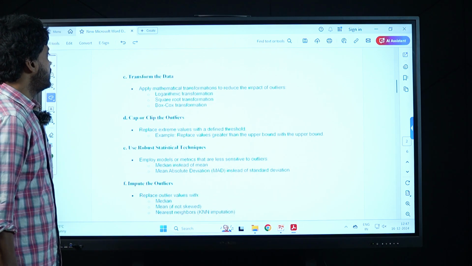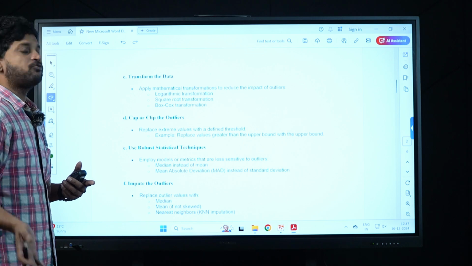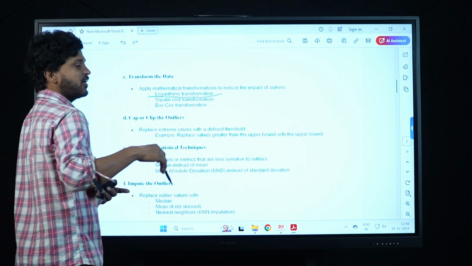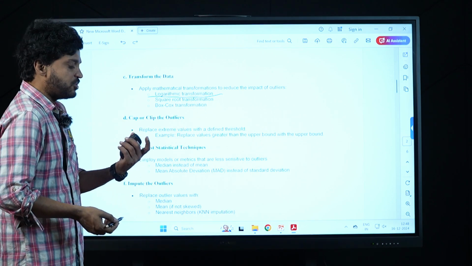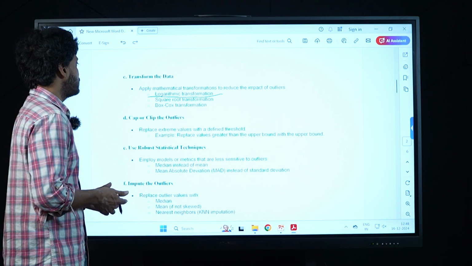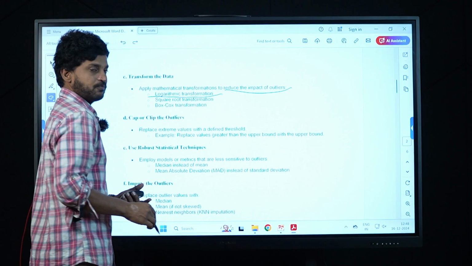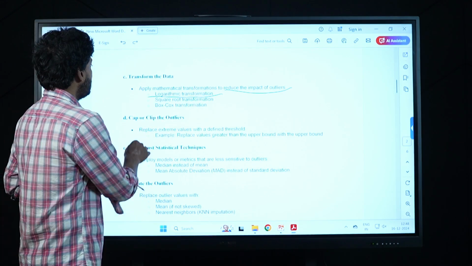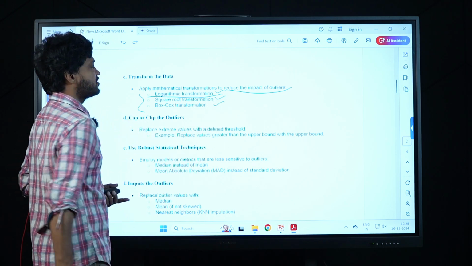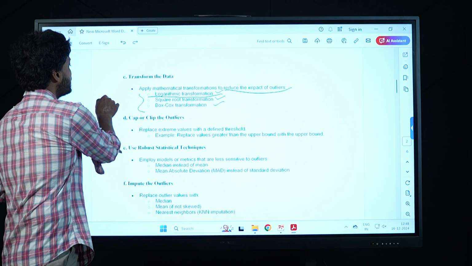Transform the data. Outliers can be transformed. The first one is logarithmic transformation. You cannot have the outlier values the way they are. Rather, you just want to change them to some meaningful value, such as with logarithmic transformation. You also can take the square root, applying a mathematical transformation to reduce the impact of the outliers. To reduce the impact, we have three techniques: logarithmic transformation, square root transformation, Box-Cox transformation. I'm not getting into more details because this is irrelevant.